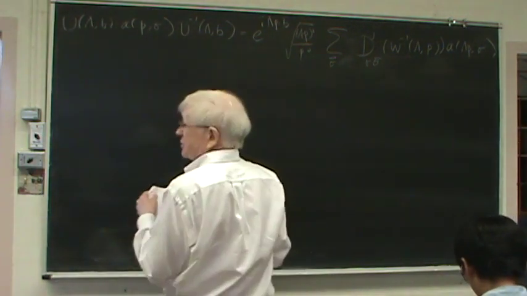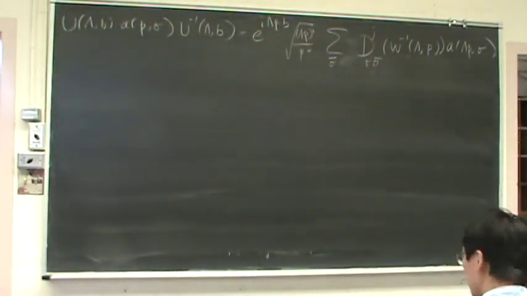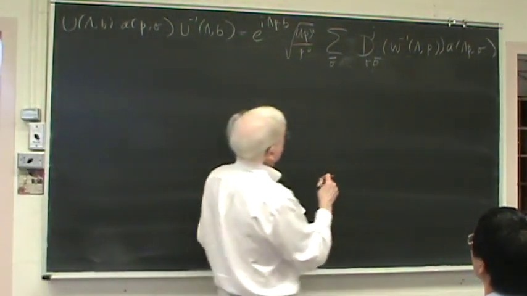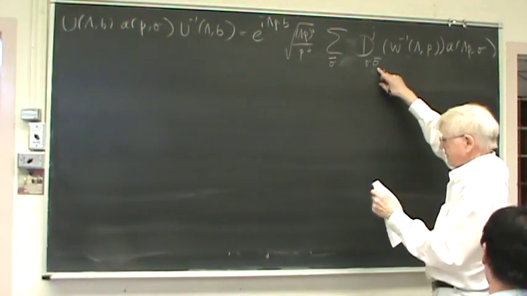It can't be a sum over two different things. This thing was a sum over sigma bar. So this is a sum over sigma bar. Right.